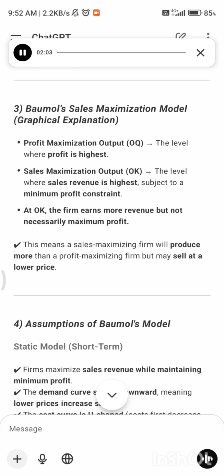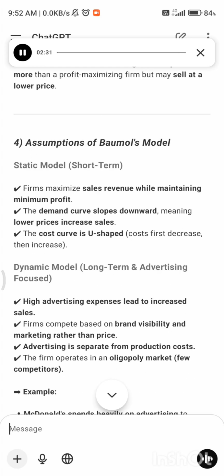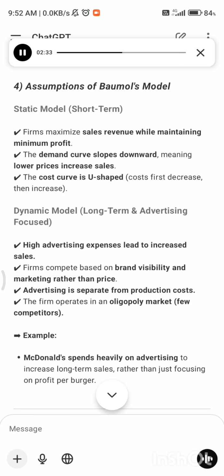3. Baumol's sales maximization model, graphical explanation. Profit maximization output, OQ, the level where profit is highest. Sales maximization output, OK, the level where sales revenue is highest, subject to a minimum profit constraint. At OK, the firm earns more revenue but not necessarily maximum profit. This means a sales maximizing firm will produce more than a profit maximizing firm, but may sell at a lower price.